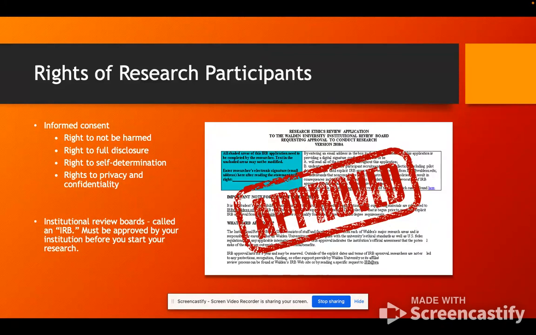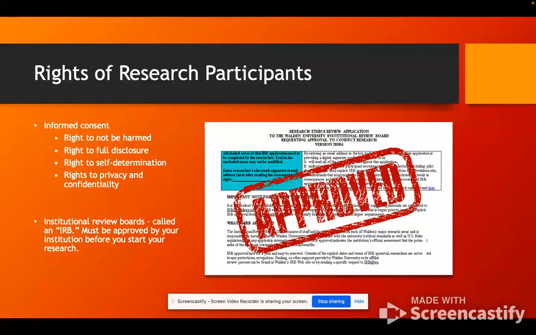So, participants that are involved in research have certain rights. They have rights to informed consent, right to not be harmed, right to full disclosure, right to self-determination, and then right to privacy and confidentiality. So your right to not be harmed, information is given to the participant about the safety of the study. They shouldn't be harmed, should indicate if there is going to be any harm to the participant, then the study would be stopped.